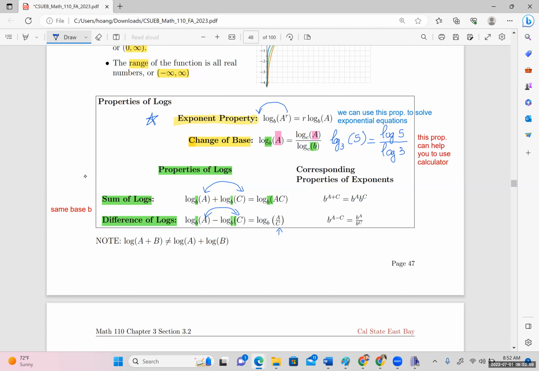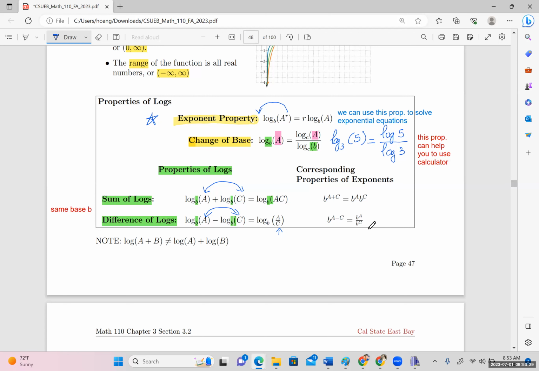If you think about the corresponding property of exponents, it is going to be the right-hand side here. For example, base B raised to A plus C can be rewritten as base B raised to A times base B raised to C, and so on with B raised to A minus C as B raised to A divided by B raised to C.